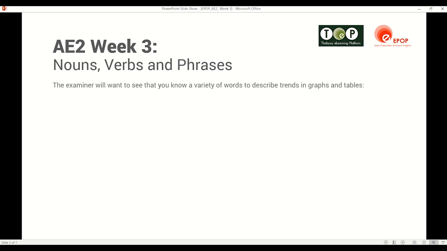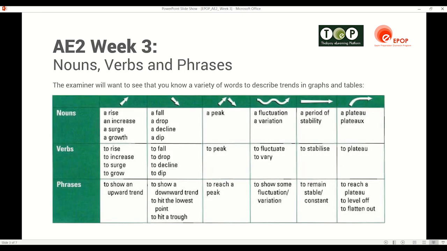And you'll see that in the textbook, there is this really helpful table that gives you many different options, nouns, verbs, and phrases that you can use to describe trends in graphs and tables. So here along the top row, you have nouns. So here you have some nouns that can describe an upward trend. So a rise, an increase, a surge, and a growth.